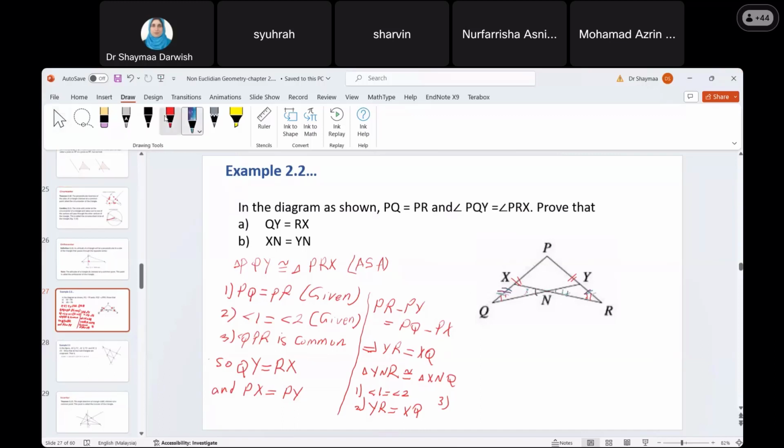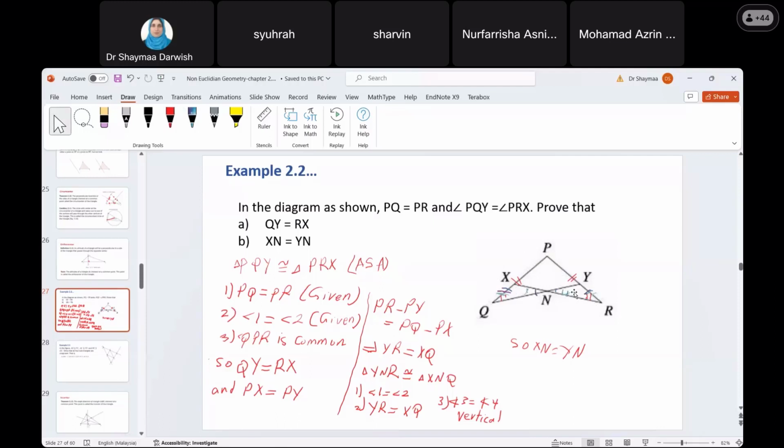So what we will do is, you have that angle 3 equal to angle 4. Why? Because vertical angles. So what we can conclude, that Xn equal to Yn. So first step, I prove that BQY is congruent to BRX.